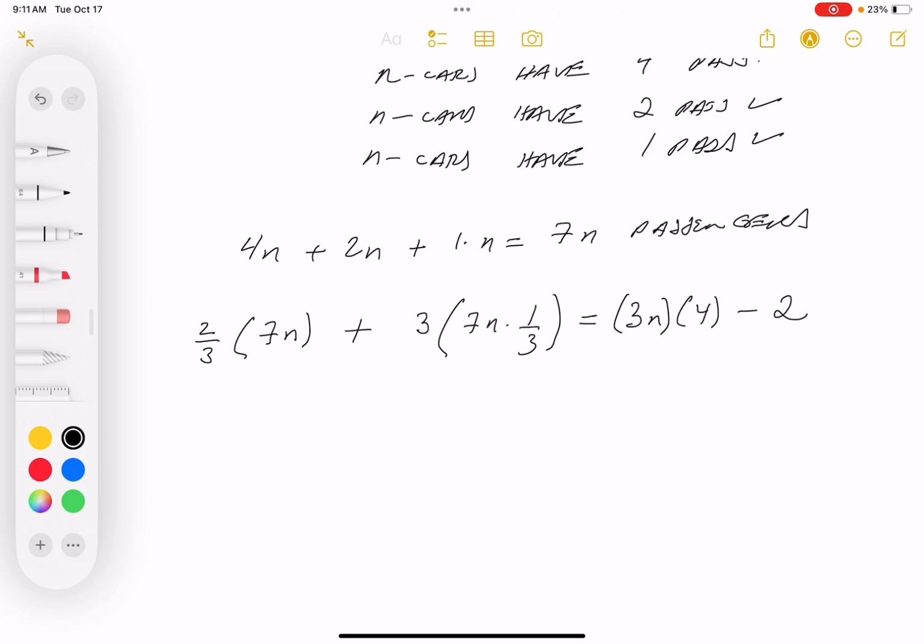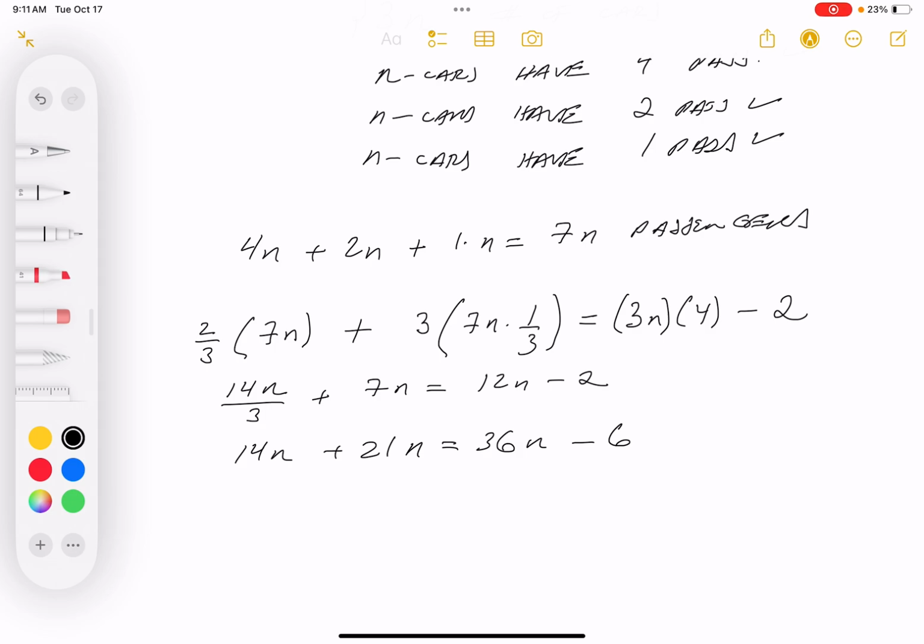I'm going to go through that with you. I'm going to multiply both sides by 3, but first I'm going to simplify. This will be 14N over 3 plus 7N, which equals 12N minus 2. But I still want to multiply by 3. You get 14N plus 21N equals 36N minus 6.